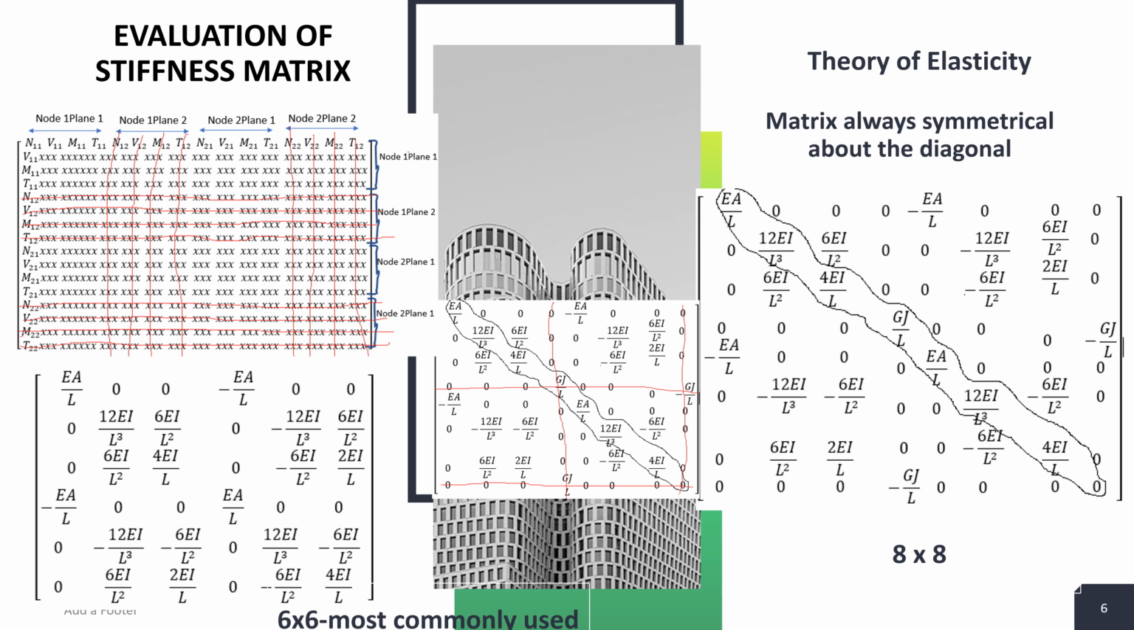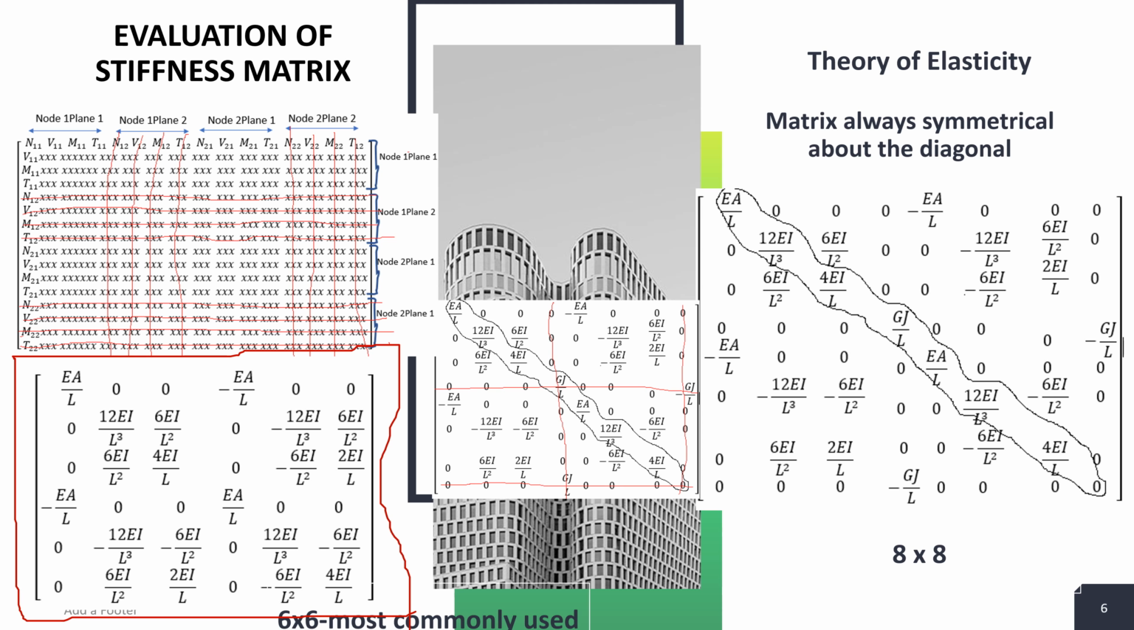So how do we evaluate the stiffness matrix? I think we already did the introduction, when I explained the source of this, which is 6 by 6, and this is the most typical one we use.